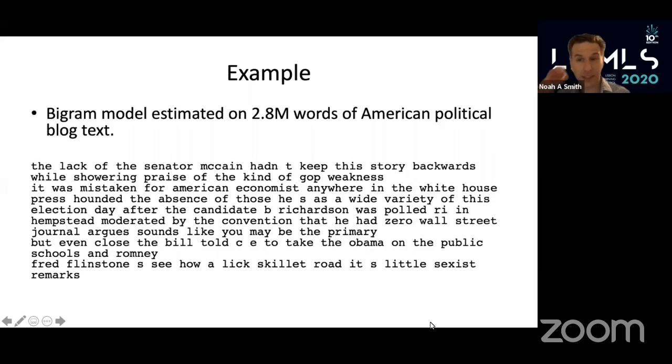Here's a Bigram model. That's another name for the first order Markov model, where we condition on one word. So now each probability is associated with two words in sequence, the one we condition on and the one we generate. And here things are starting to sound slightly more English-like. "The lack of the Senator McCain hadn't keep this story backwards." It's not grammatical.